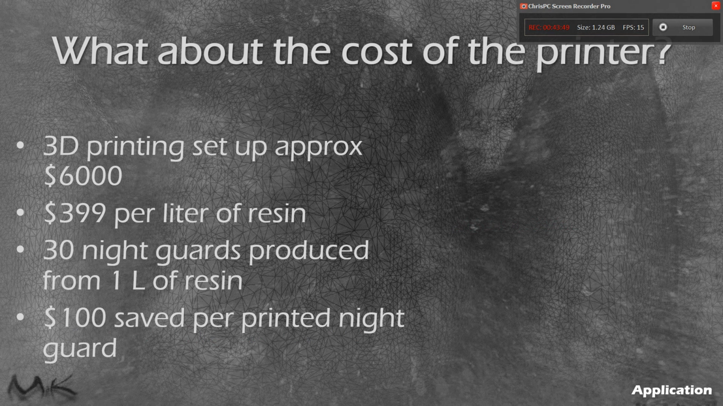So when we look at the cost of the printer, they range, but I would say to get a really good setup that can set you up for printing biocompatible resins and have a really nice defined workflow in your practice, it's going to cost you about $6,000. If we look at something like a biocompatible resin, it's going to be about $300 to $400 per liter, and we can get about 30 night guards from 1 liter of resin.